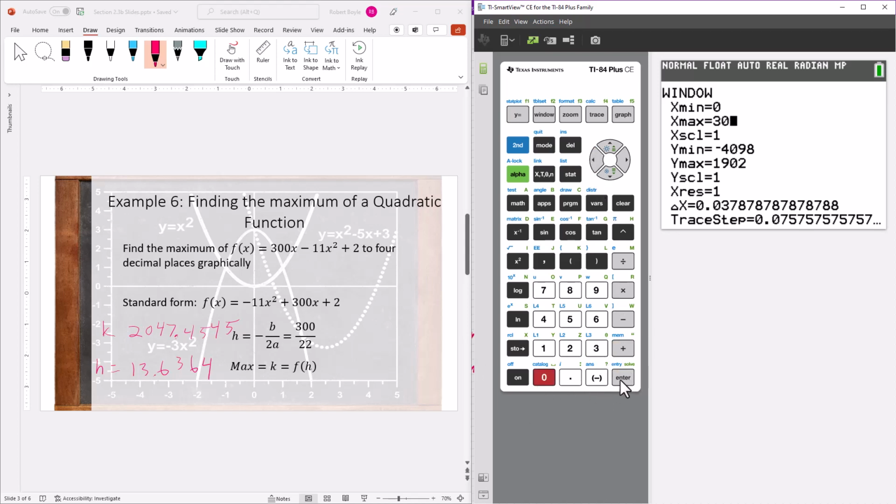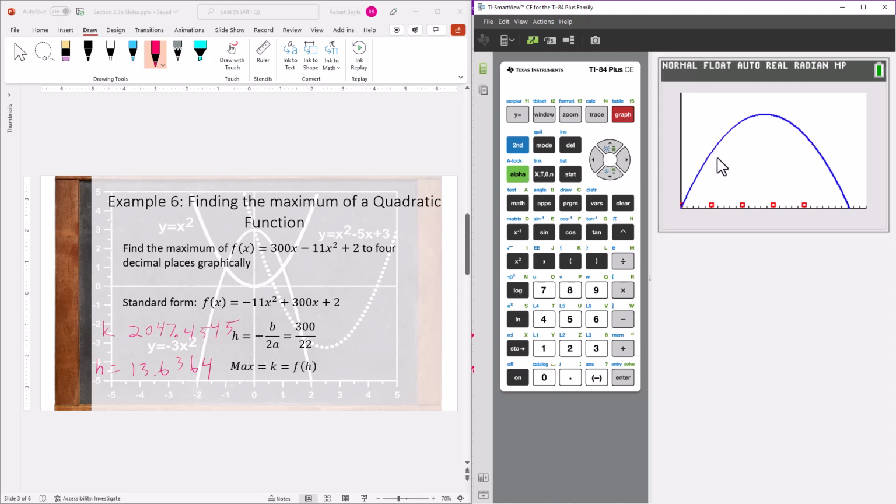And we also know, based upon what we've done before, that the maximum is going to be 2047. So with that in mind, that's definitely greater than 0. But we also want y max to be greater than 2047. So let's make that 2500. Not 1500, 2500. The idea here is you want to increase the window so that we can see the entire graph. And there we are. We can now see the entire graph.